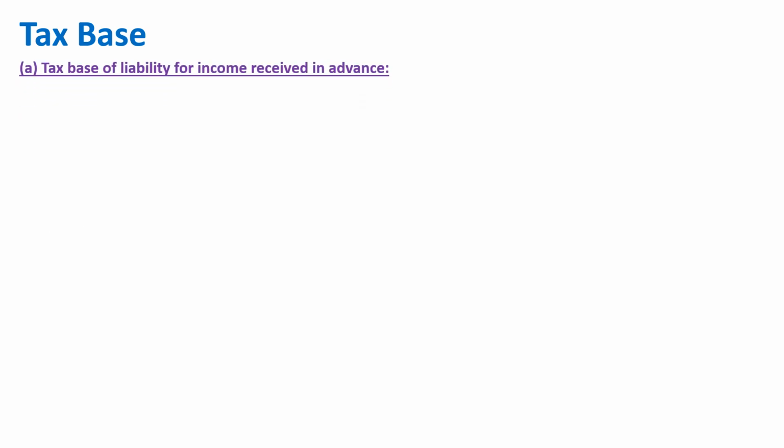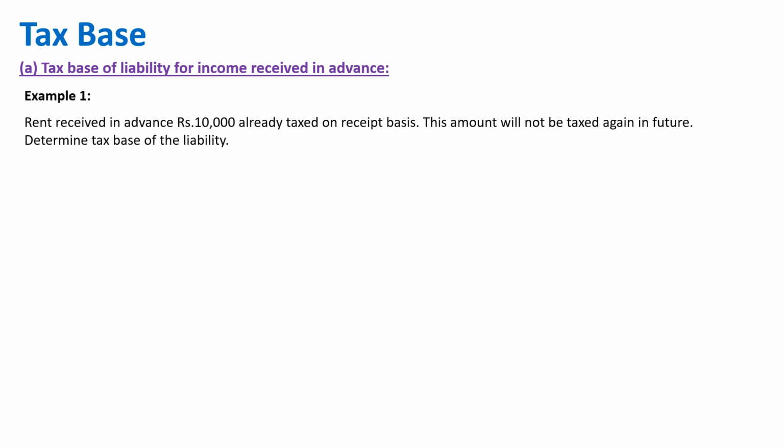Let's go through a few examples to understand how the tax base of liability for income received in advance is calculated. Rent received in advance rupees 10,000, already taxed on receipt basis. This amount will not be taxed again in future. Determine tax base of the liability. So here under Income Tax Act, the rent is taxed on receipt basis. Okay. And in future, when you account this as income under the accounting rules, it is not taxable.